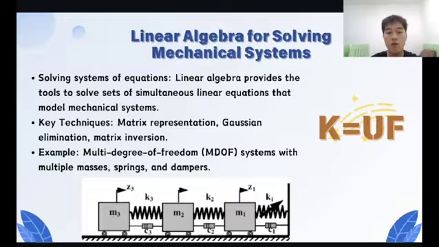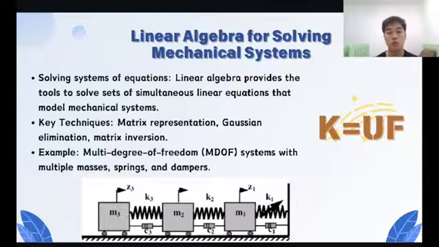Consider, for example, a multi-degree of freedom system where multiple masses are connected through springs and dampers. To find the displacement of each mass in response to external forces, we can express the system of forces and displacements as a set of linear equations. These equations are often represented in matrix form.